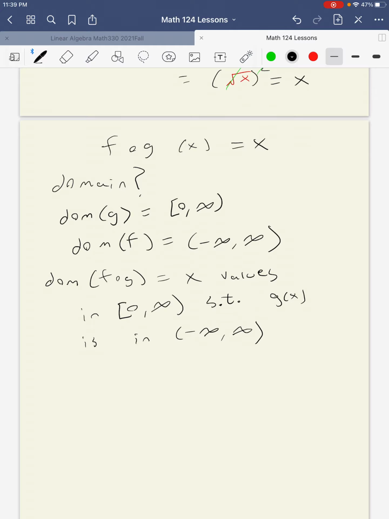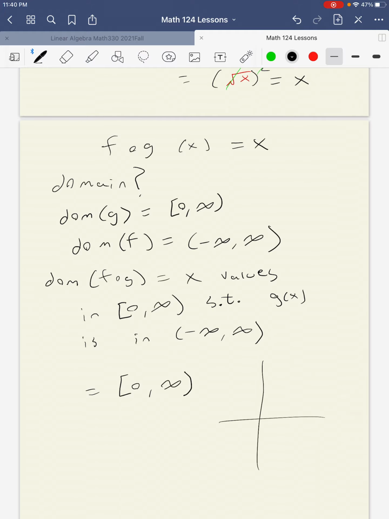Okay, so we want x to be in here, that's our first restriction, and then we want g of x, or the square root of x, to be in minus infinity through infinity. Or we want the range of g, the square root, to be in the domain of f. Okay, so that will just be the numbers 0 to infinity.